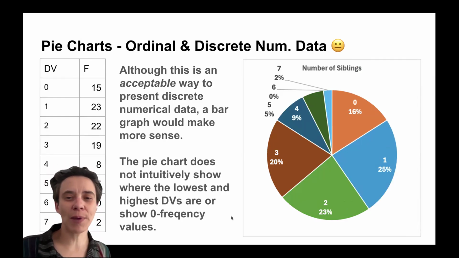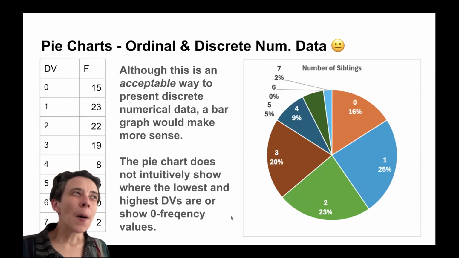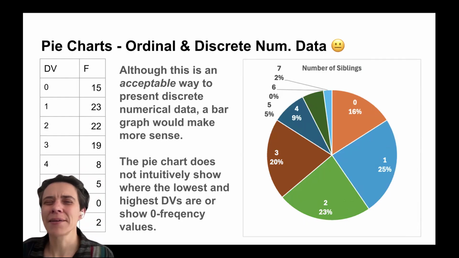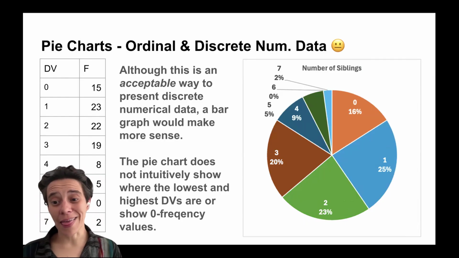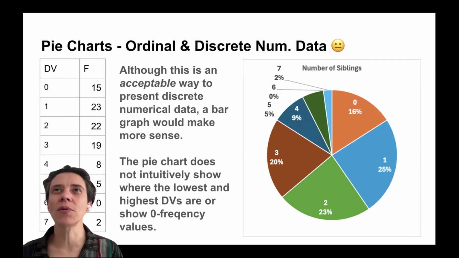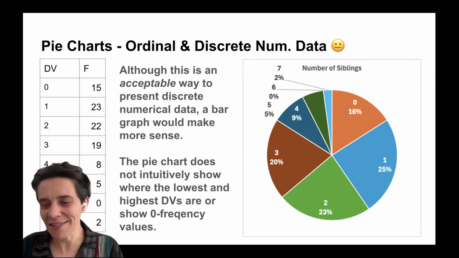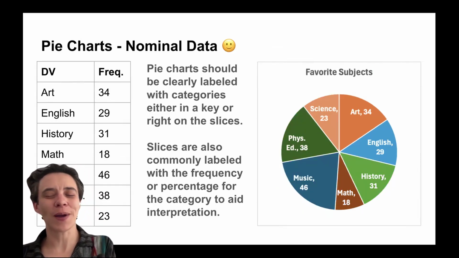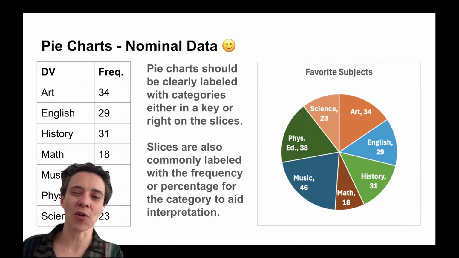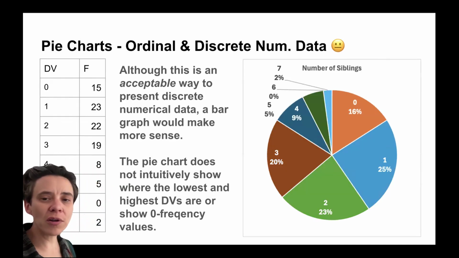For ordinal and discrete numerical data, pie charts are okay, and the reason that they're kind of okay is because order is not important in a pie chart. They're great for nominal data because order is not important in a pie chart and order doesn't exist in nominal data. But with ordinal data, we could get more information.